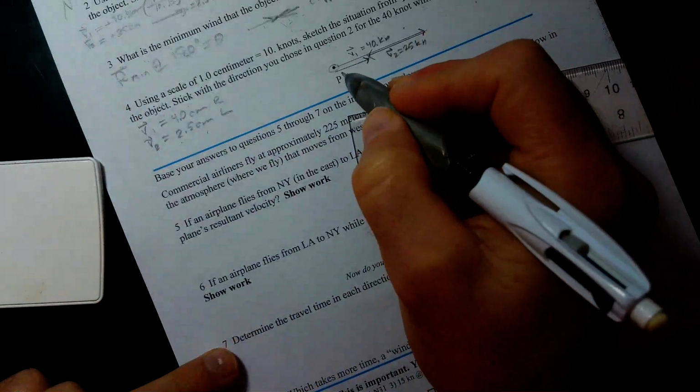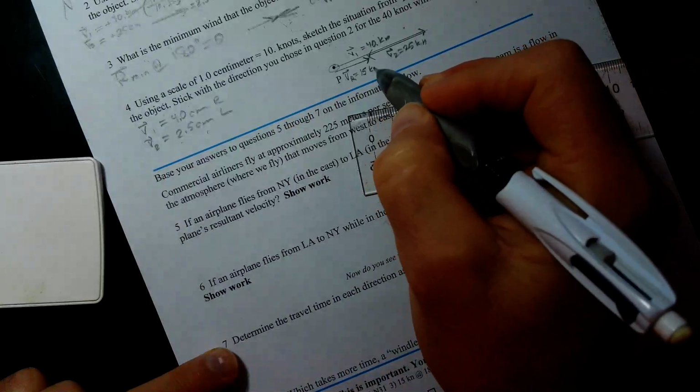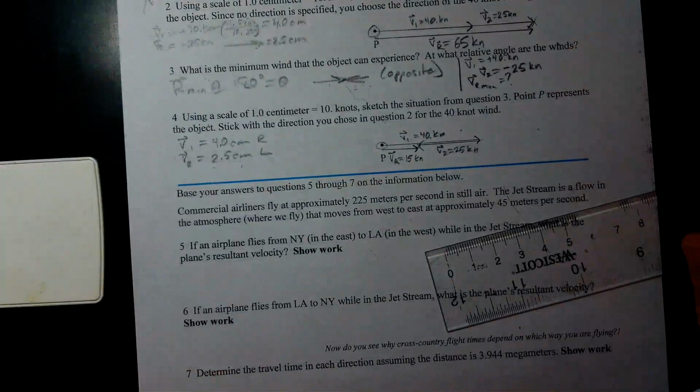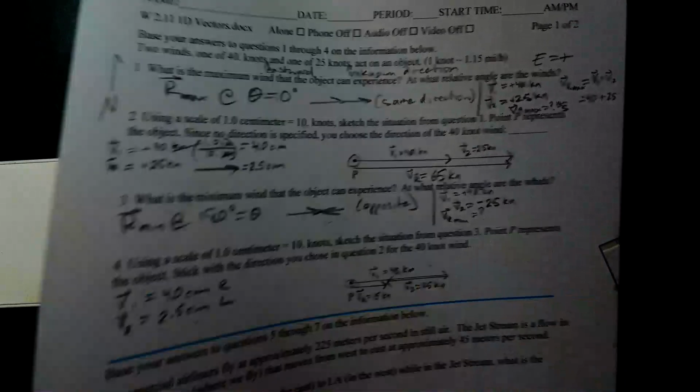There's your velocity. Sorry, mine's a little off angle, which of course is 15 knots to the right. Okay? And you had figured that out in question 3. What's the minimum wind? That's at 15 knots. Okay? That's like getting sharp on these. You need to be sharp like this.